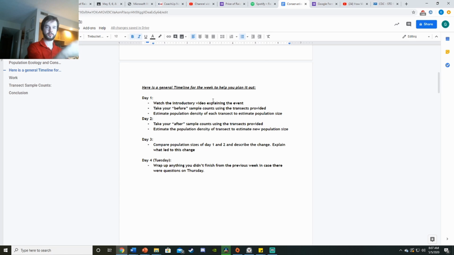So either all the before, all the after, or if you want to do two species, the before and after for deer, before and after for wolves, then cut it off, whatever it may be. I would try to get at least half your sample counts done.